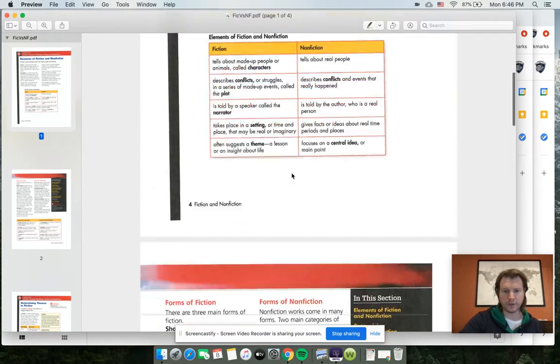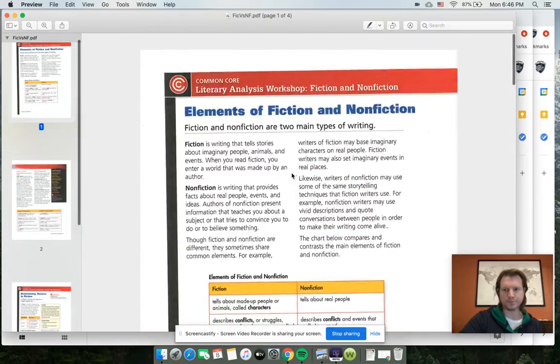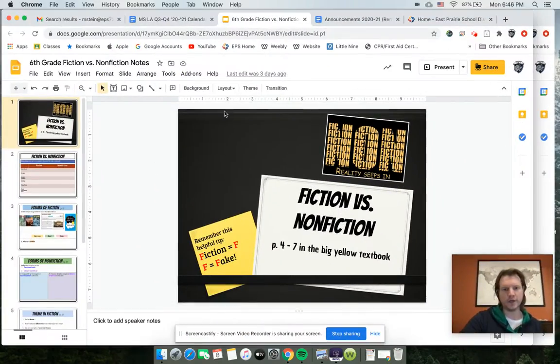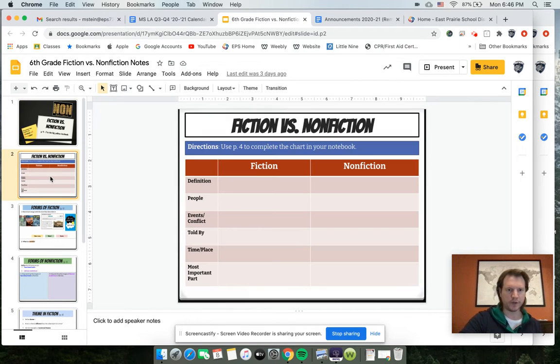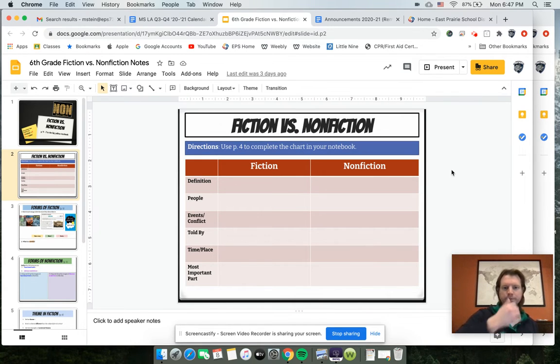All right, we got page 4, 5, 6, and 7. Looking at the actual slideshow, there's not really anything to do on the first page, but if I keep on going through all the slides, using page 4, it says it in the instructions, okay? Using page 4, you'll fill out the chart for both of these types of genres, fiction and nonfiction. All right, you'll go through, try and fill out everything as accurately as possible. Remember, use the textbook, okay?